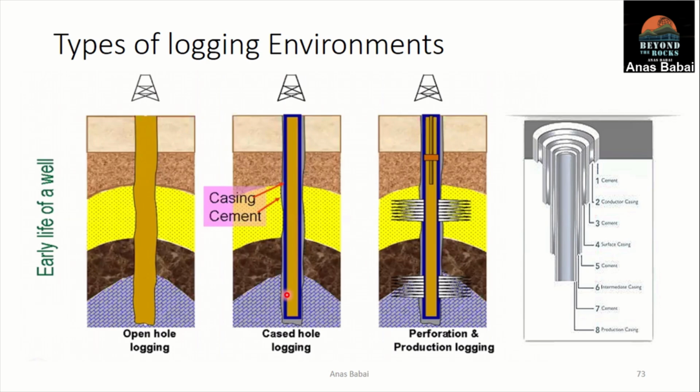We have cased hole logging. In this case, casing is installed and cemented in the borehole. This is the cement. The blue line is the casing, and then we can go and do our logging after the cementing.